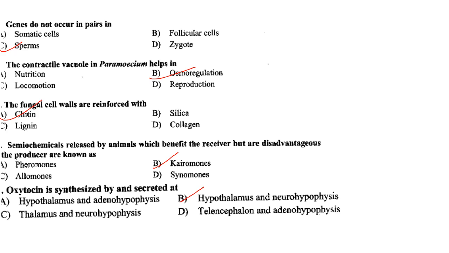Then oxytocin is synthesized and secreted at. So it is synthesized at the hypothalamus and secreted at the neurohypophysis or the posterior pituitary. Answer is option B.